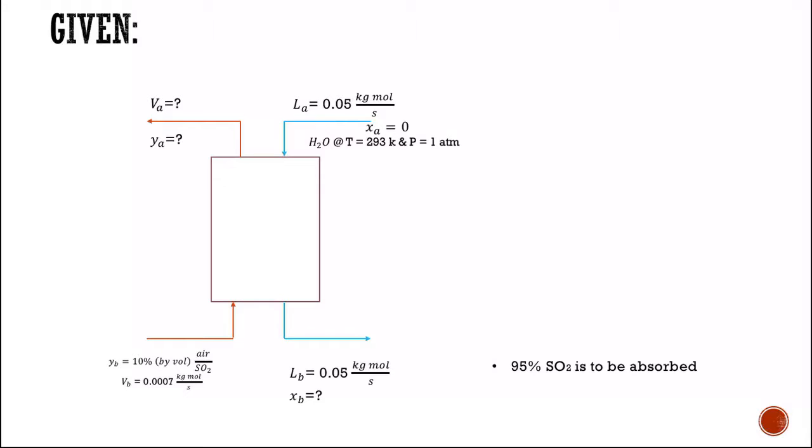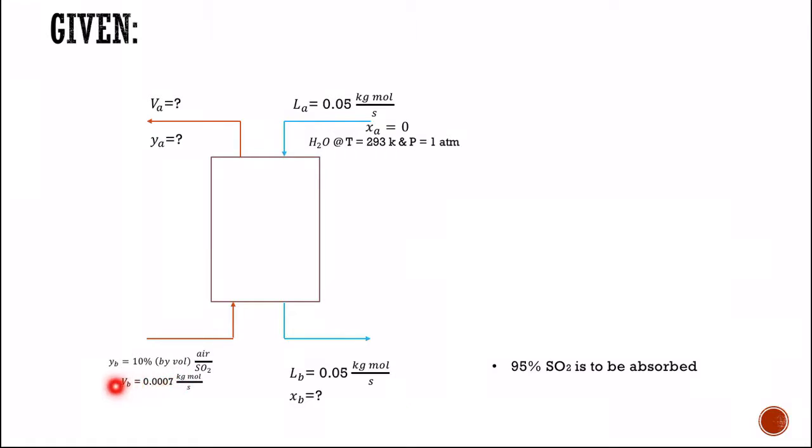We are given the tower here with the liquid fed to the tower at 0.05 kilogram mole per second, and temperature and pressure of 293 and 1 atmosphere respectively. We also have the liquid feed rate as 0.05 kilogram mole per second. We don't have the mole fraction; we are going to calculate it later.